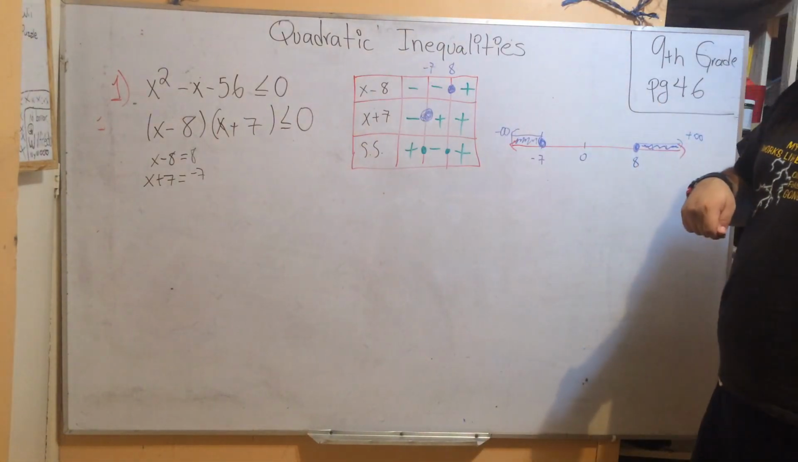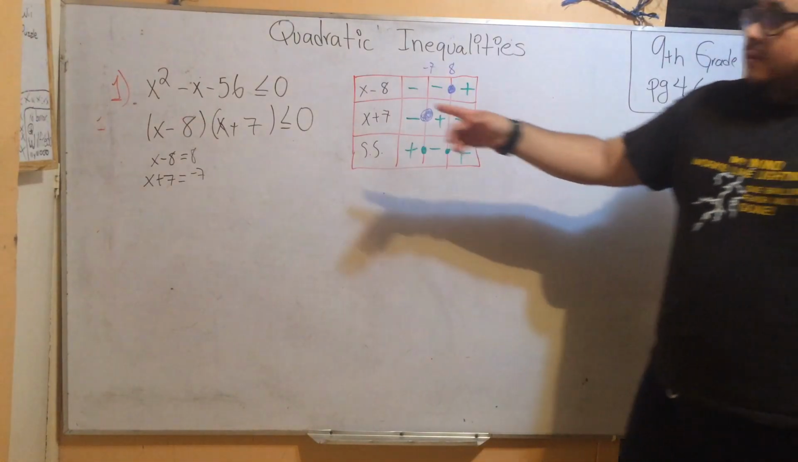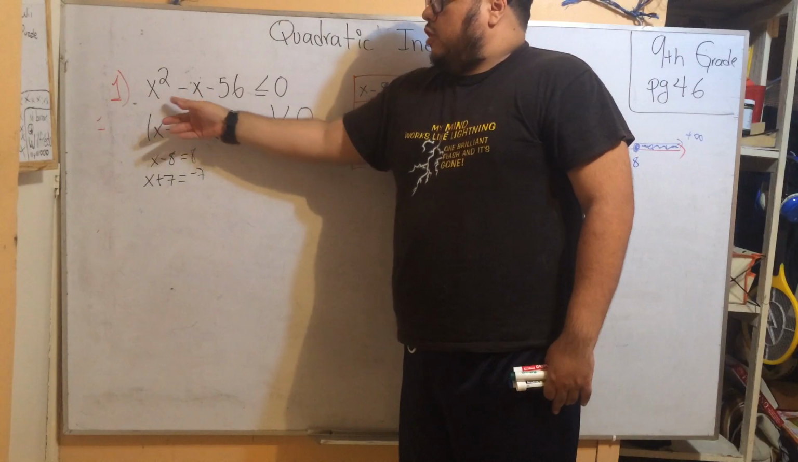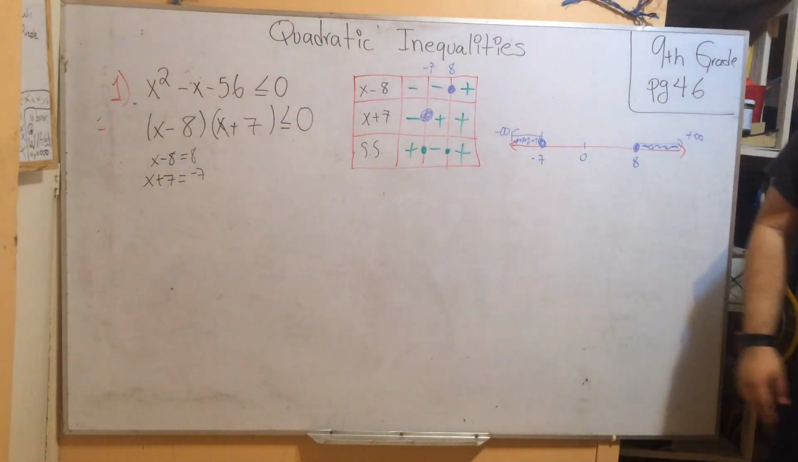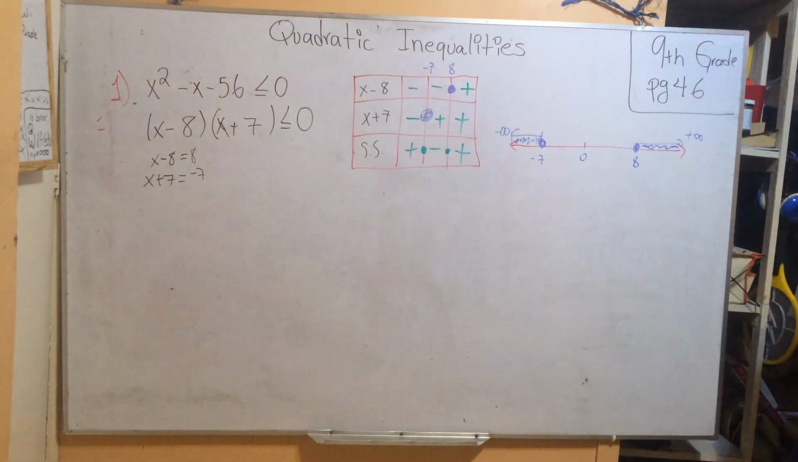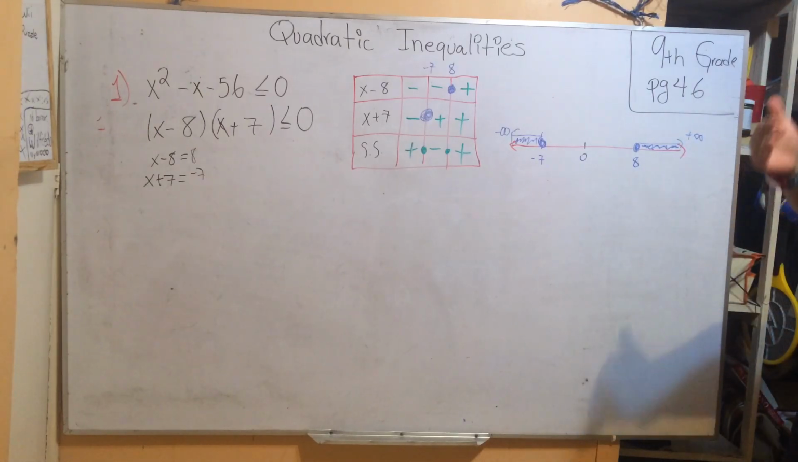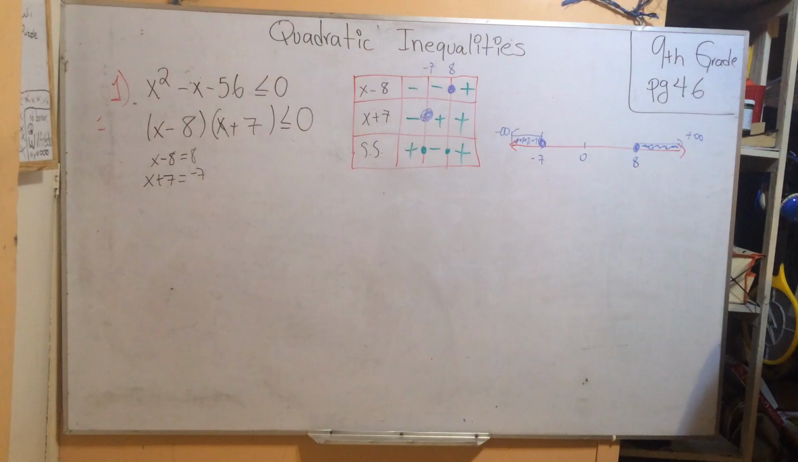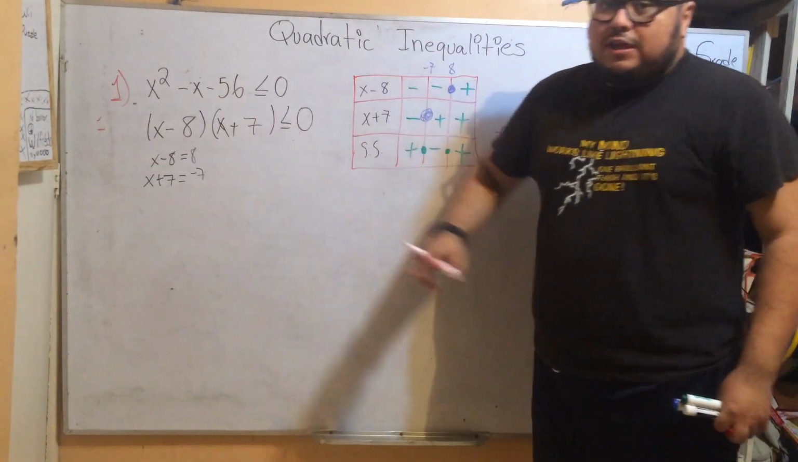No. Let's take a number to the left of minus 7. Let's say minus 10. Minus 10 squared, 100. Minus minus 10, that would be 100 plus 10. So that would be 110 minus 56. That would be 54. Is 54 less or equal than 0? No. So what are the numbers that we're looking for that will prove that this is correct? These values, from -7 to 8. In the middle, these are the values that make our inequality true.